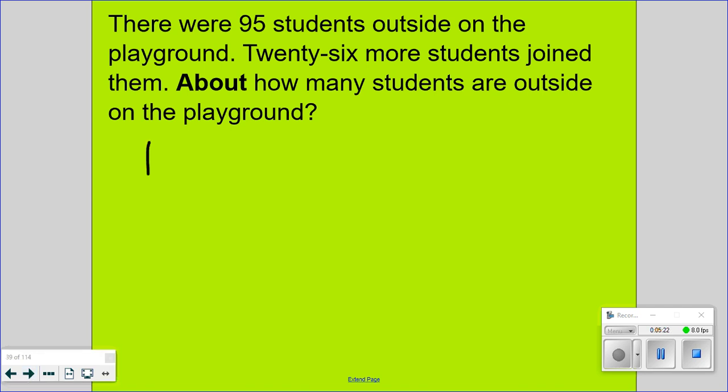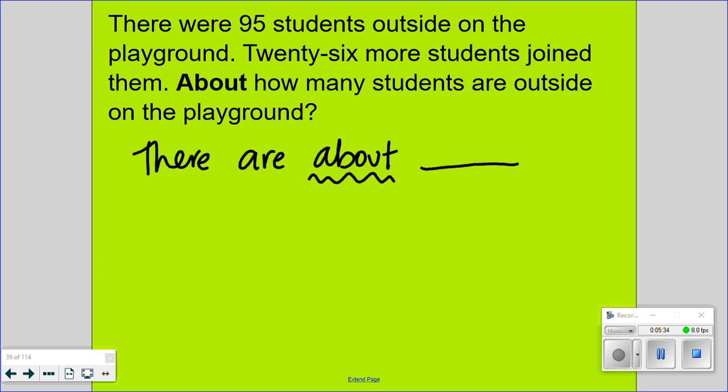Love it. There are. I'm writing, that means you are writing. About. We need that word about in there because we're not finding an exact answer. There are about blank students outside, or on the playground, or wherever you want to end that sentence. I don't care.